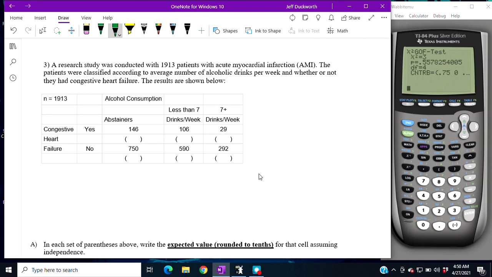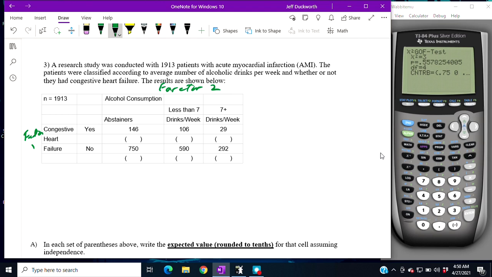So here we have two different factors. You can say this is factor 1, and alcohol consumption is factor 2. Whatever, it doesn't matter. You can change that if you want. It's not going to change what's happening here. So we want to determine if acute myocardial infarction, AMI, is independent or dependent of alcohol consumption.